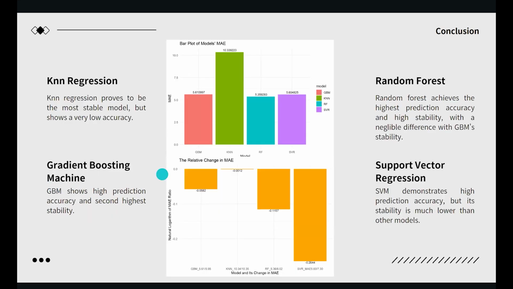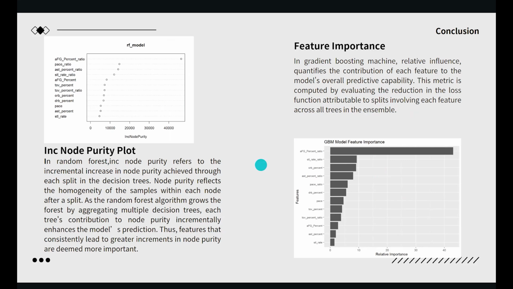In summary, the random forest model is selected as the final model for predicting NBA regulars in the mean. Nevertheless, the gradient boosting machines analysis is also considered due to its high accuracy and stability. The Gini node purity plot demonstrates the contribution each feature makes to the random forest model's predictions. The higher the node purity, the greater the feature's contribution.